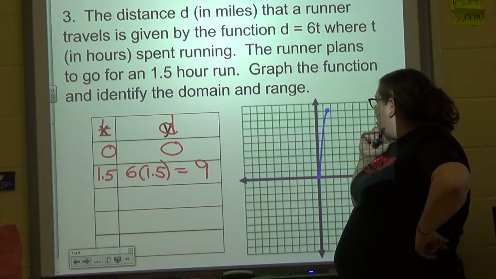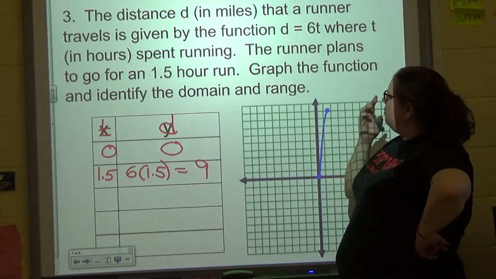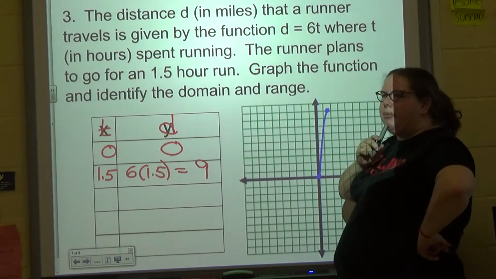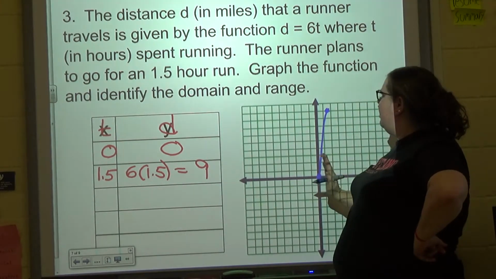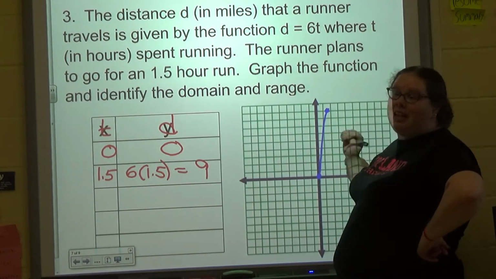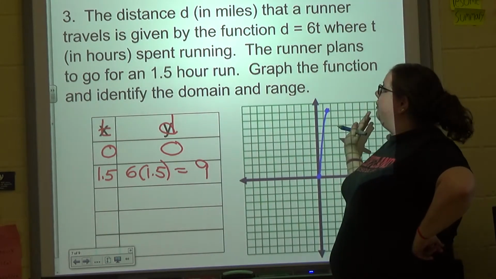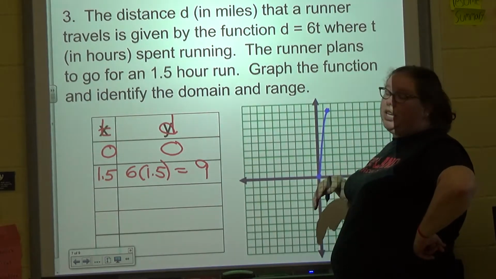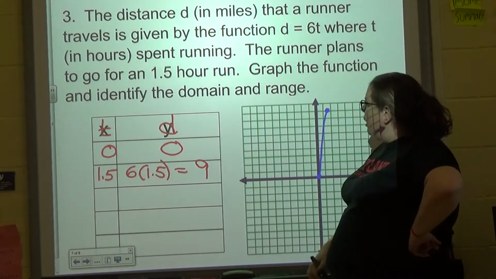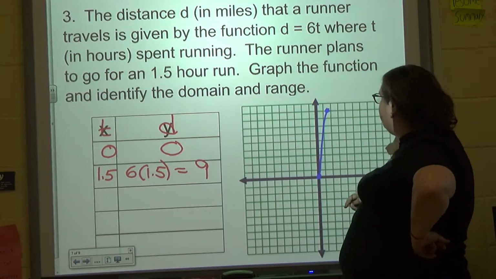Now, notice I didn't put an arrow. Why do you think I didn't put an arrow? What would an arrow represent? An arrow would represent this person running forever, and he stops, right? He's stopping after a 1.5 hour run, and that's long enough. Even if you go in a marathon, you have to stop eventually. So that's why that's a dot, okay? That represents the graph, assuming each box is 1.